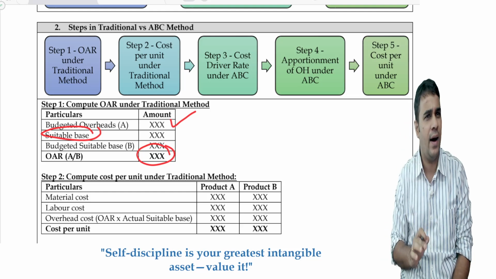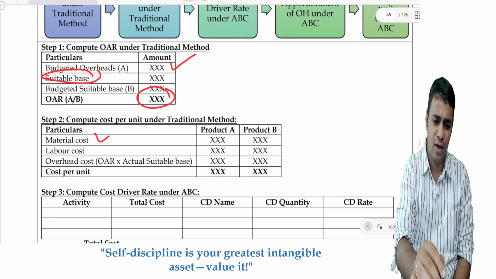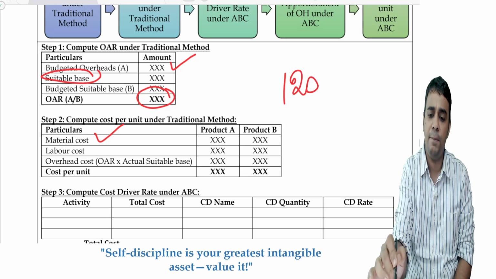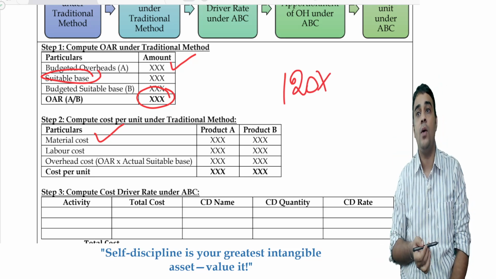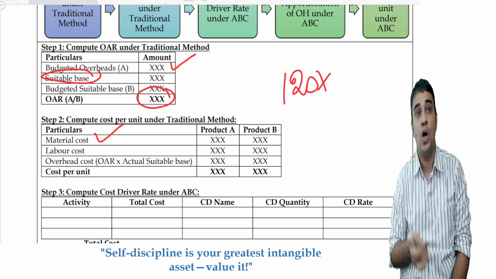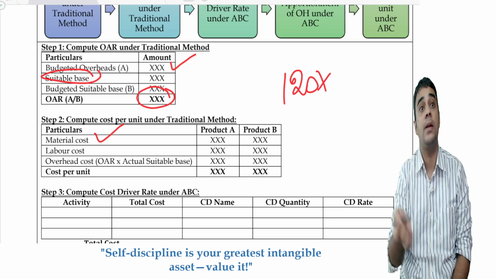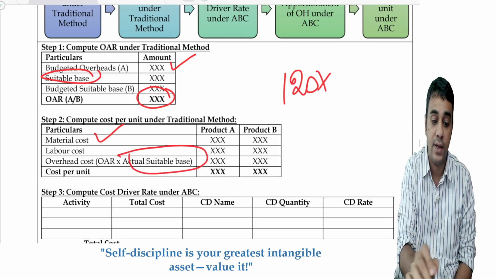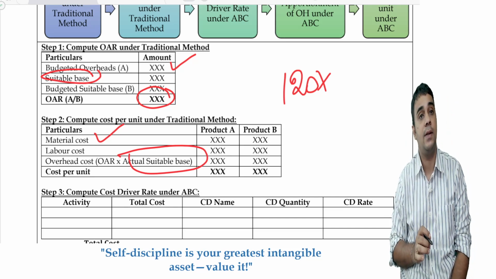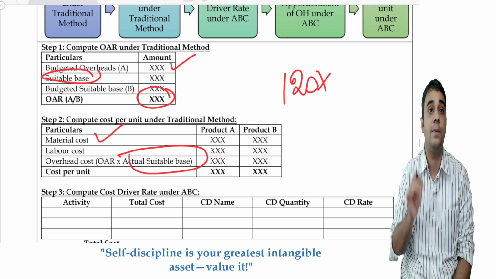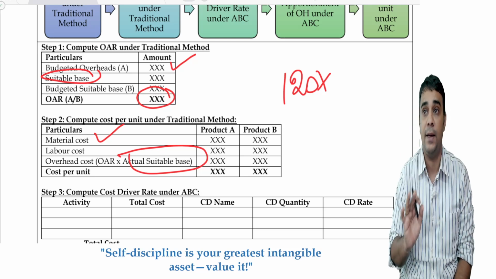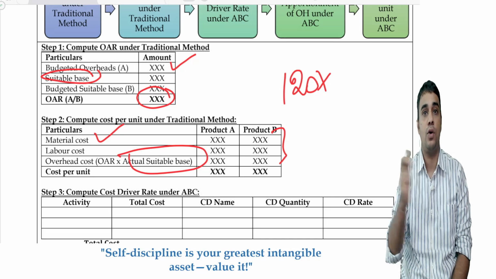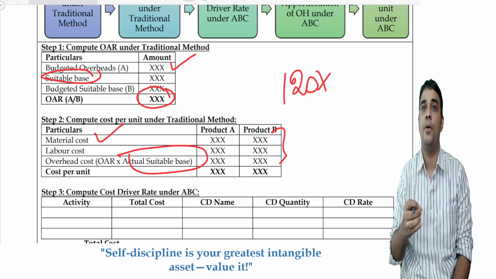Assume I am done with the OAR computation. Material cost directly known, labor cost directly known. OAR 120 per hour, multiply with the number of hours. OAR 120 per unit, multiply with the number of units. OAR 120 per machine hour, multiply with the number of machine hours. OAR 120 per labor hour, multiply with labor hours. So you multiply with whatever is that suitable base. The base can be machine hours, labor hours, raw material use, or units produced. Whatever is the base, multiply that, and you get the cost per unit. Or all of this can be total: total material cost, total labor cost, add up, you get total cost, divide by number of units, cost per unit.